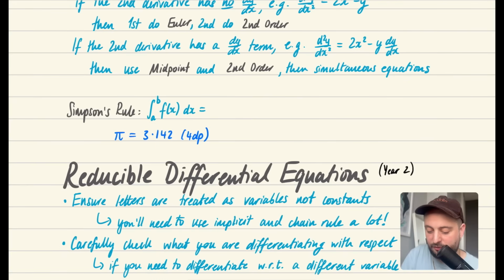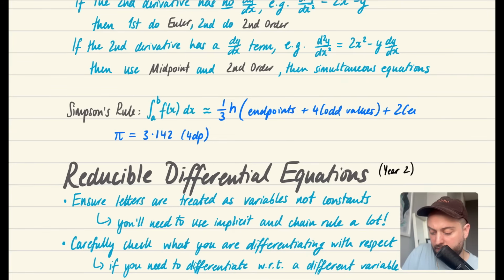Now, where is this coming from? So if you want to do Simpson's rule, and I guess I should really say this is what it's approximately equal to rather than is exactly equal to, you get the third that we have here. I'll explain where it comes in a second. And it's a third of the height, a bit like the trapezium rule. You're then going to have the endpoints plus 4 lots of the odd values plus 2 lots of the even values.